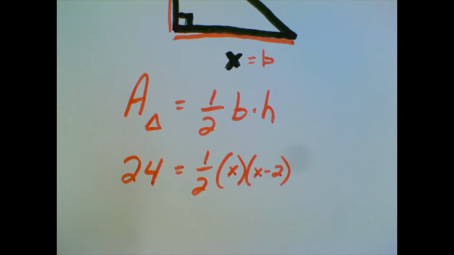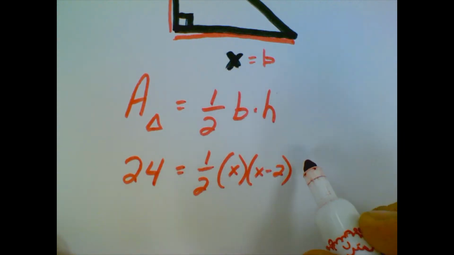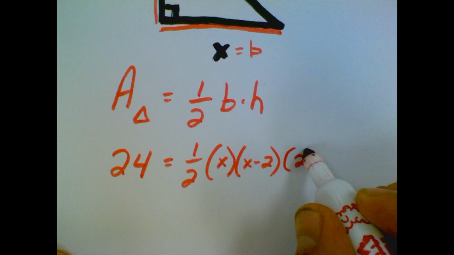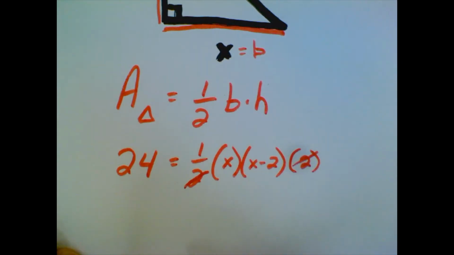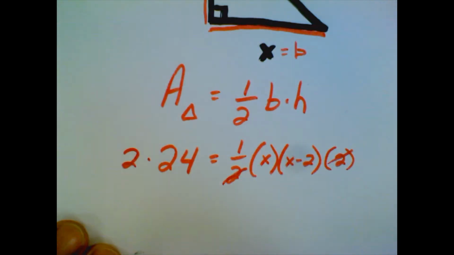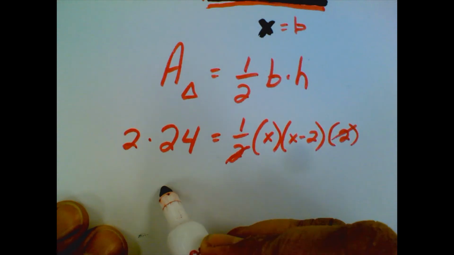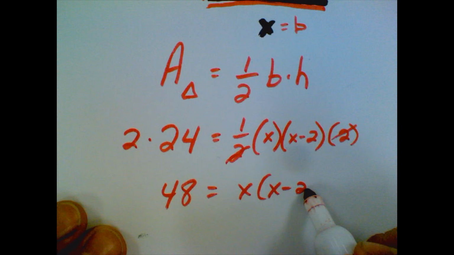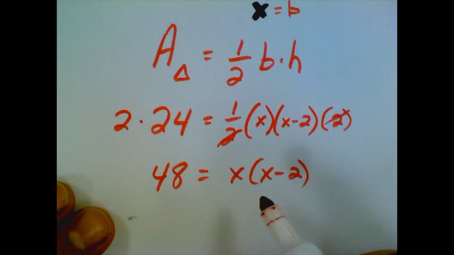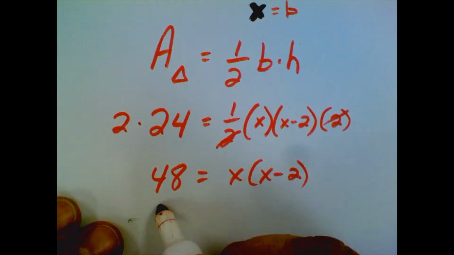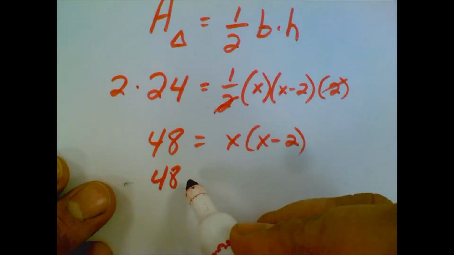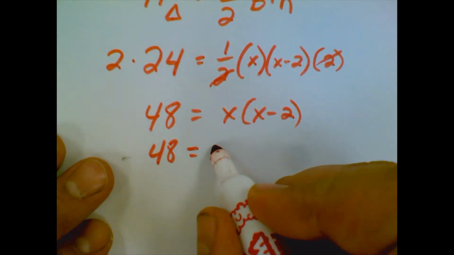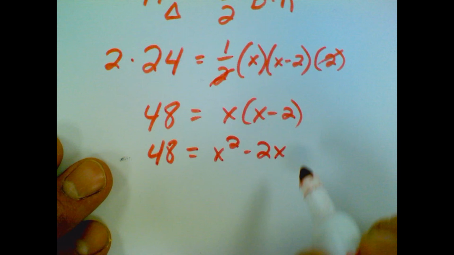Now remember, when you're doing quadratics, you want to set everything equal to 0. So let's do this. Let's multiply both sides by 2, and that'll get rid of those 2's. And then what I do to one side, I've got to do to the other. So we get 48 equals x times the quantity of x minus 2. Now let's distribute the x. So we get 48 equals x squared minus 2x.